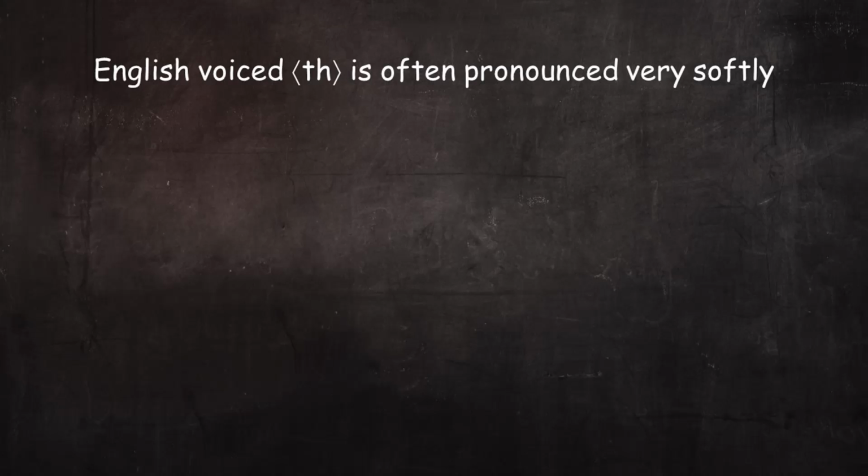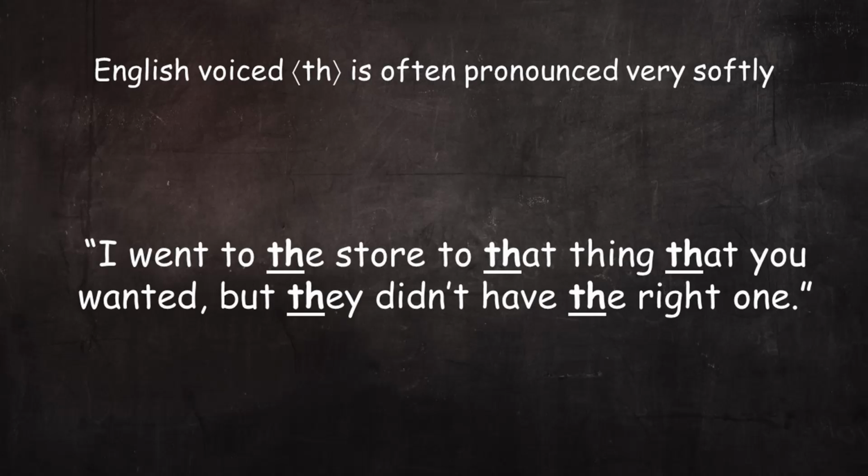Listen to the following sentence and pay attention to how each of the voiced ths is pronounced. I went to the store to buy that thing that you wanted, but they didn't have the right one. In this example, all of the voiced THs were reduced, and some of them were omitted completely.